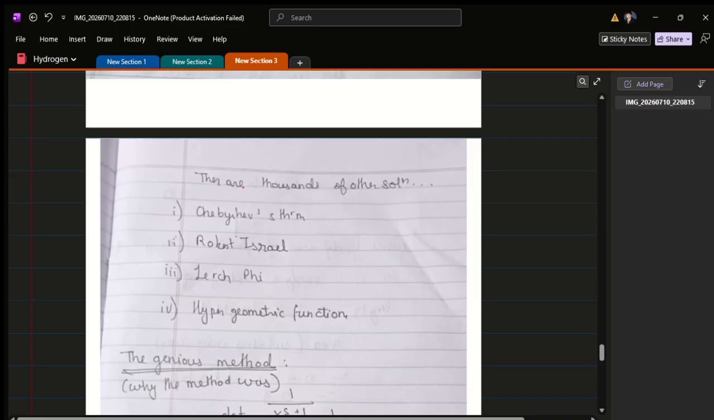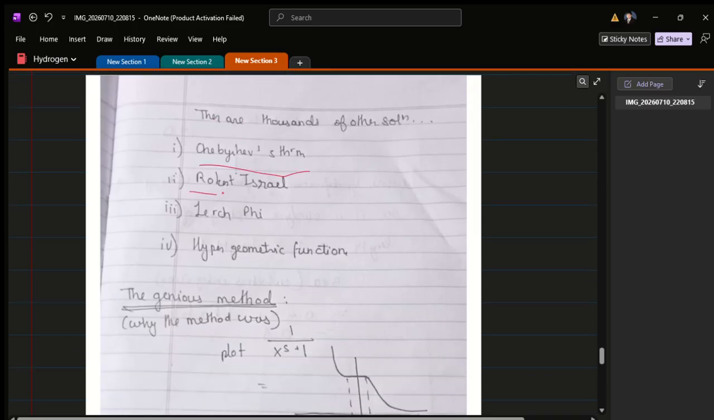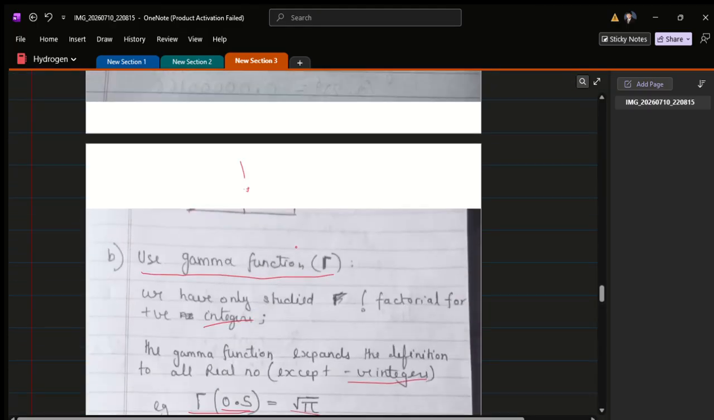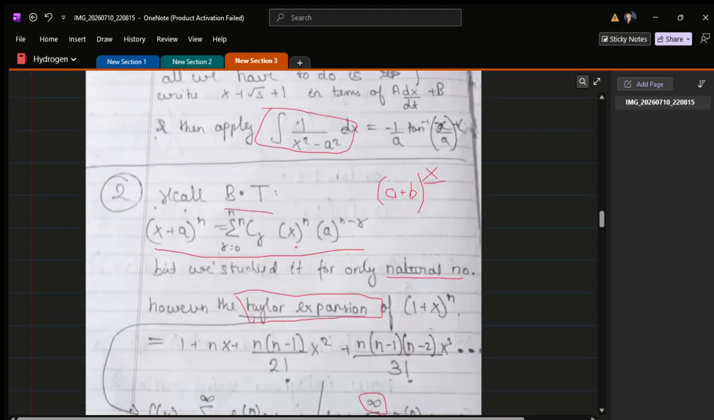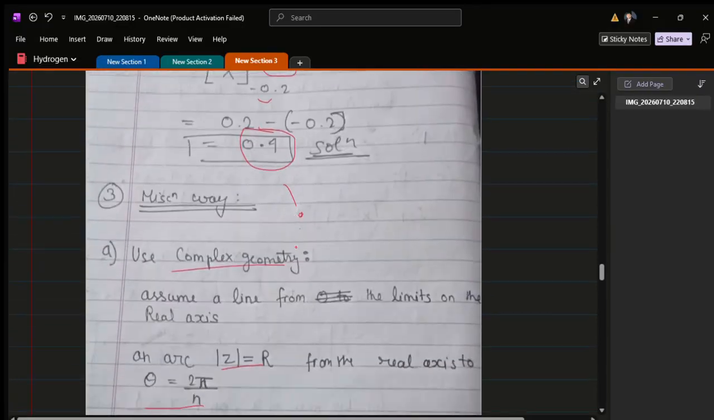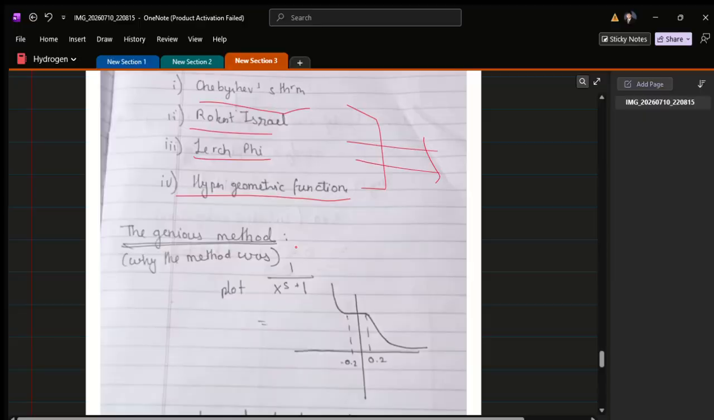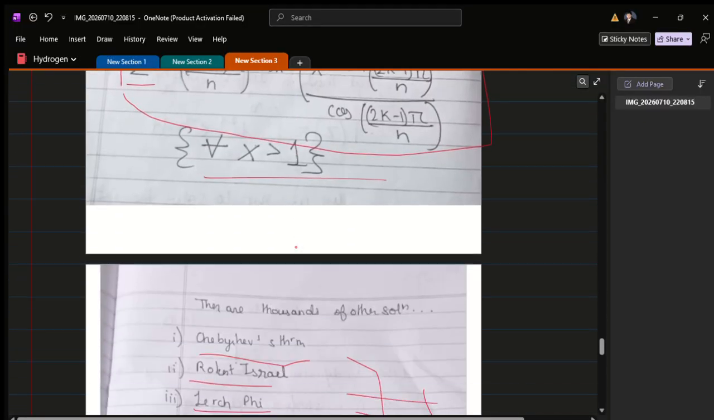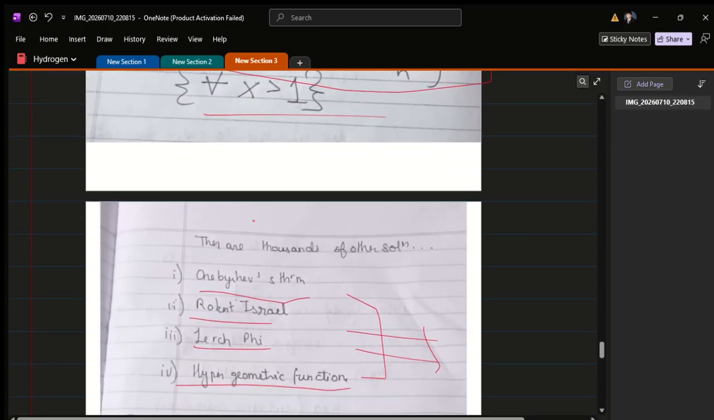There are many other ways. There's Chebyshev's theorem, there's Robert Israel's method, there's the Lerch Phi function, there's a hypergeometric function. I don't know what these are. I know that these yield us the answer to the question. Now we have studied how demanding this question is, what all we have to do so as to get the answer. Now you might sense why this question actually is so hard, and if we can get an easy method, why it would be so genius.